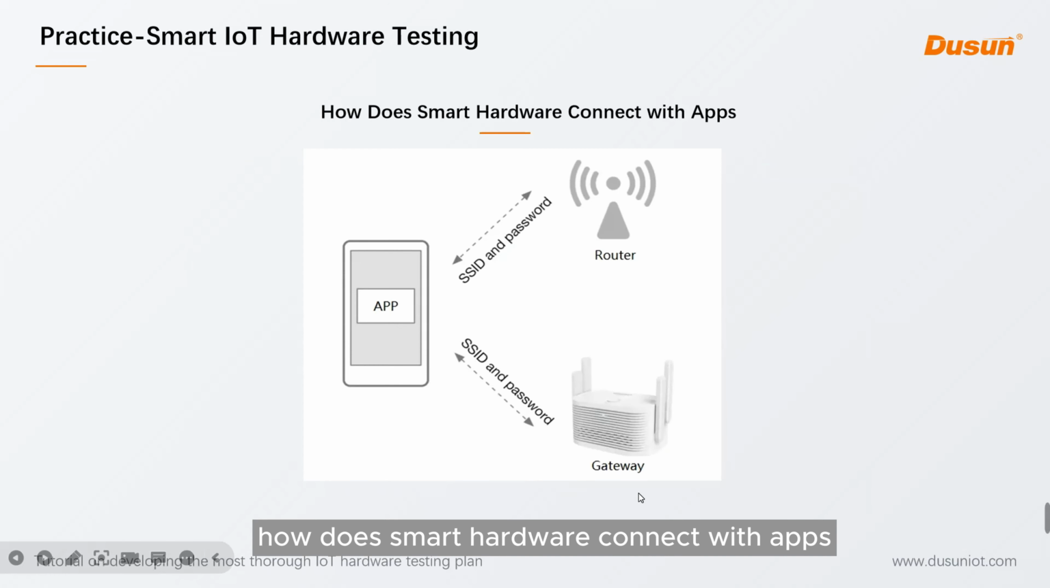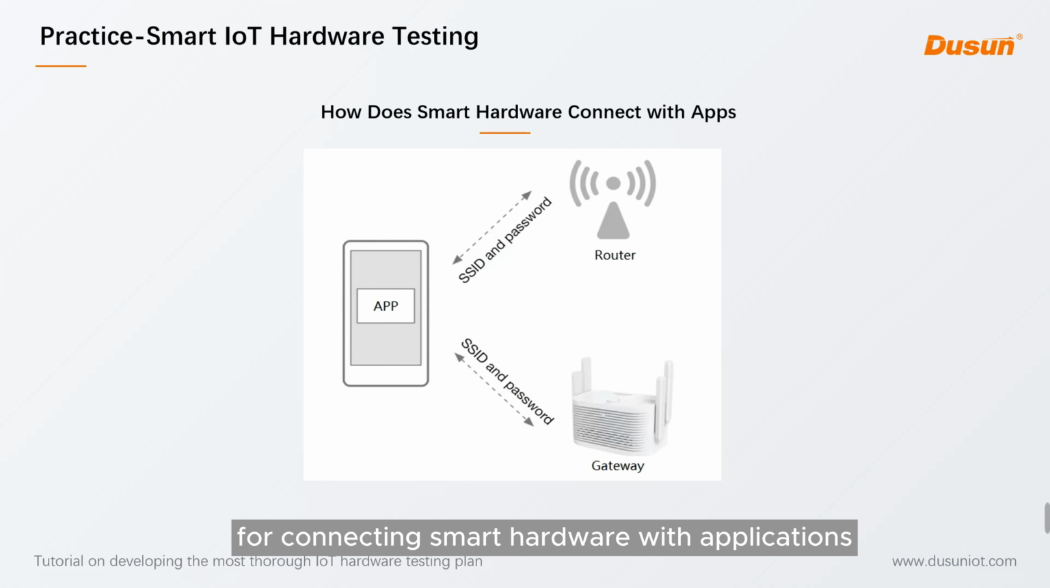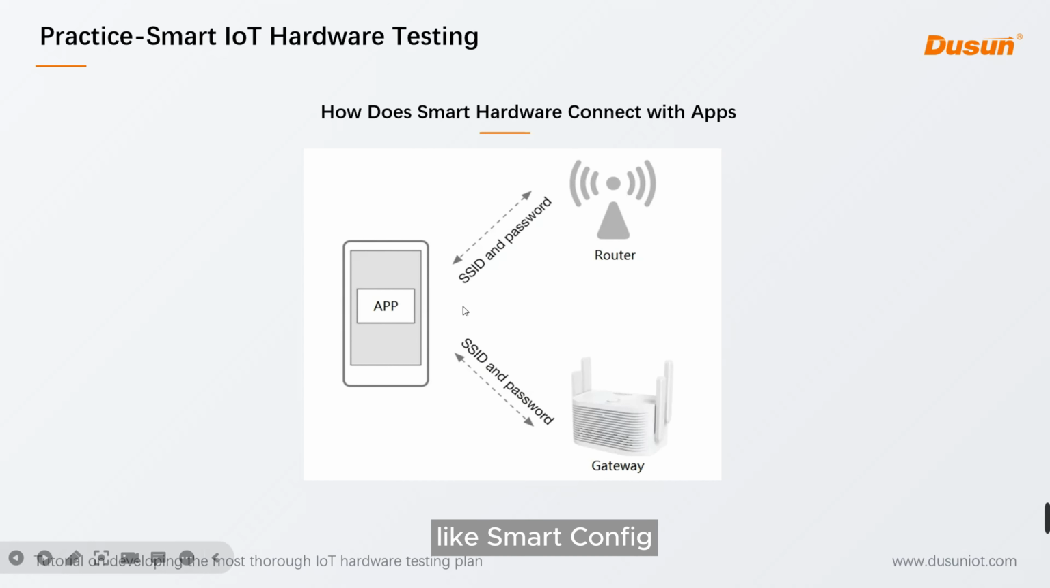How does smart hardware connect with apps in today's landscape? One-click configuration stands out as the most popular method for connecting smart hardware with applications. This approach primarily leverages technologies like Smart Config, Bluetooth, Zigbee, and sound waves developed by TI.